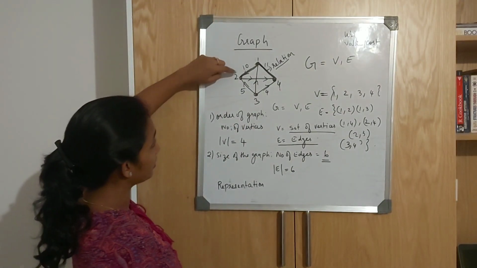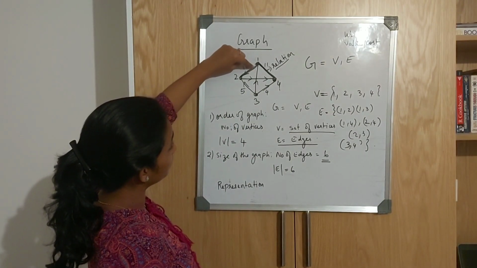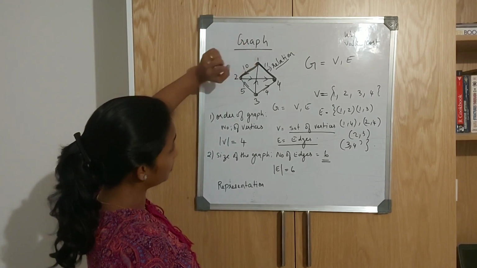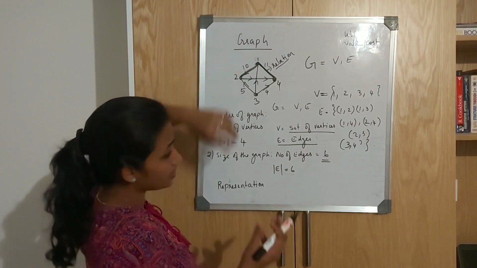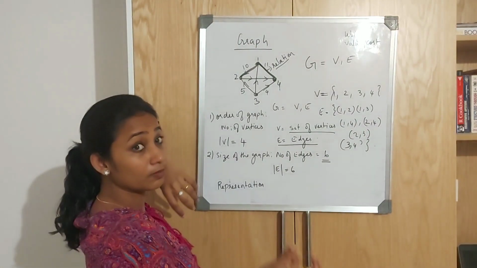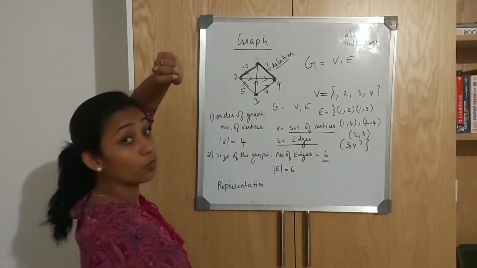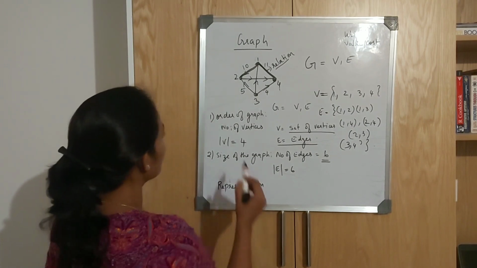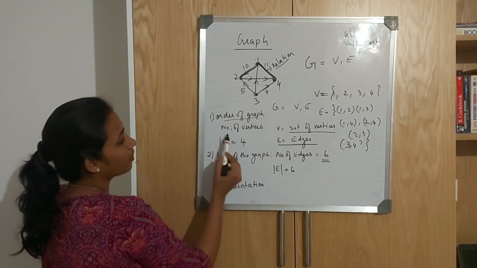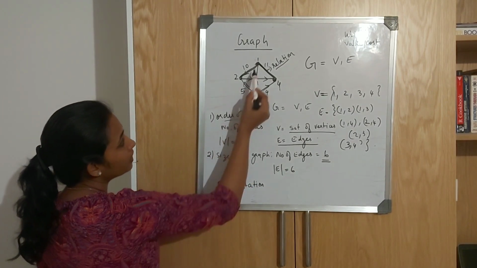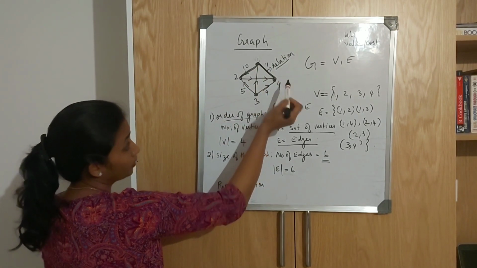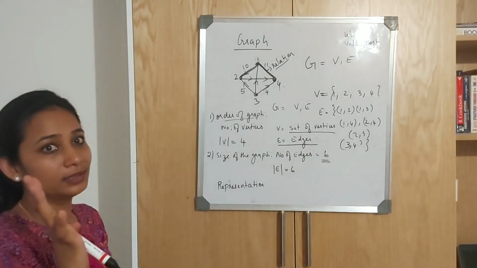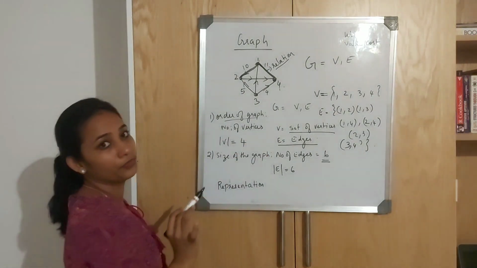So what is a directed graph? If the edge has a direction, that is known as a directed graph. If an edge has a cost or a weight or a value, then that is known as a weighted graph. So now what is the order of a graph? The order of a graph is the number of vertices. 1, 2, 3, 4. 4 vertices are there, right? So that is the order of the graph.